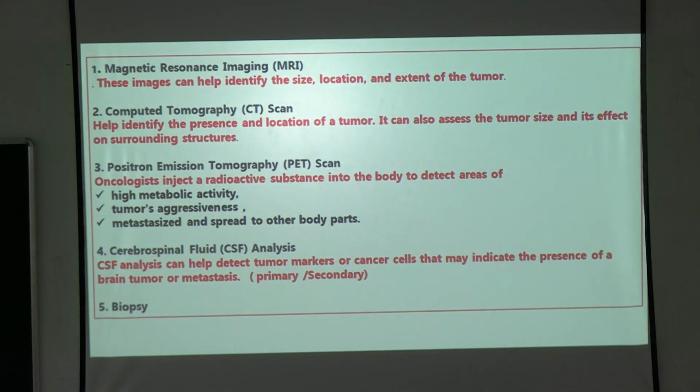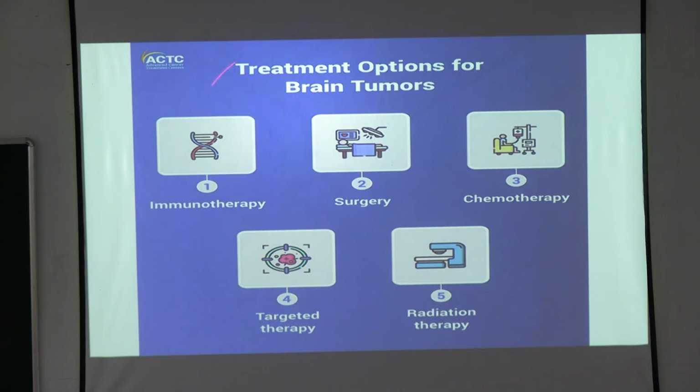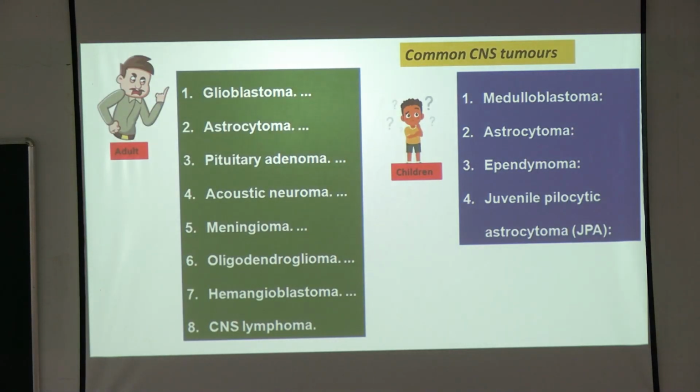Now, that I told already. Now, what is the treatment? It may be immunotherapy, surgery, chemotherapy, radiotherapy and targeted therapy. Treatment efficacy depends upon the patient to patient and the tumor to tumor. Now, what are the common tumors in the adult?